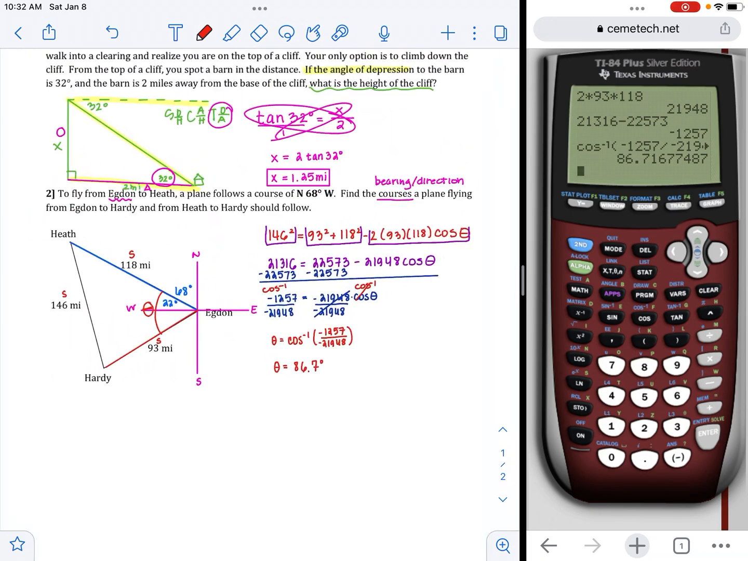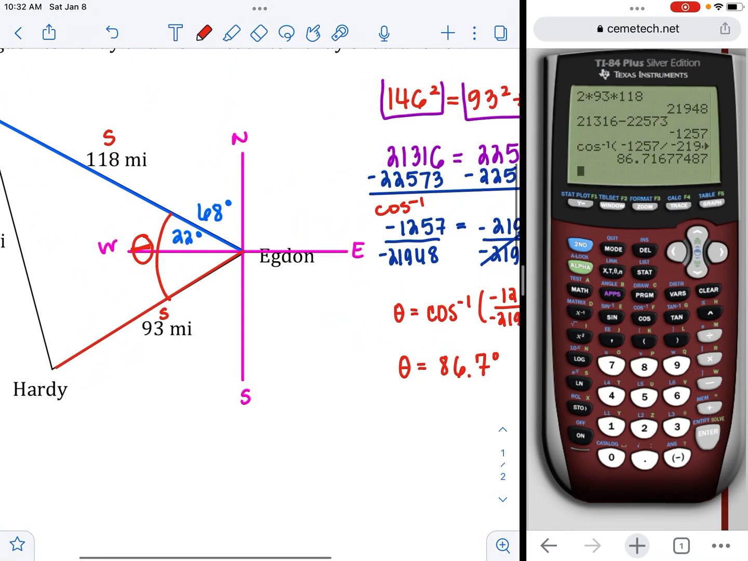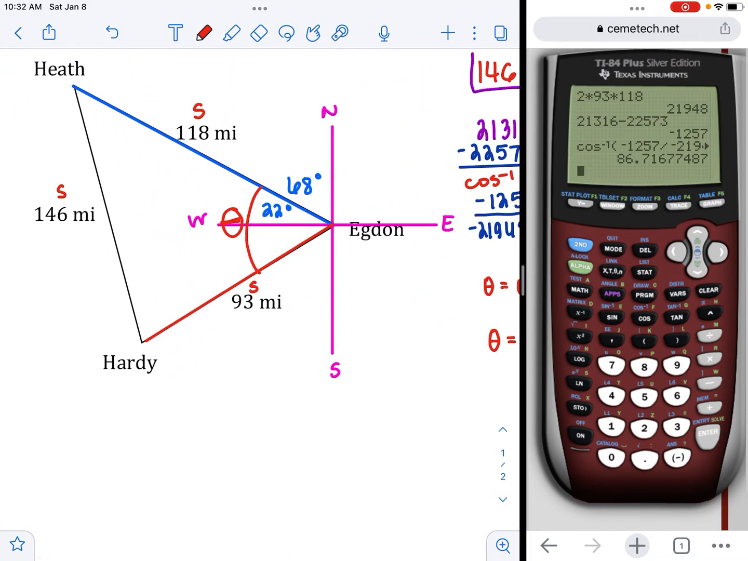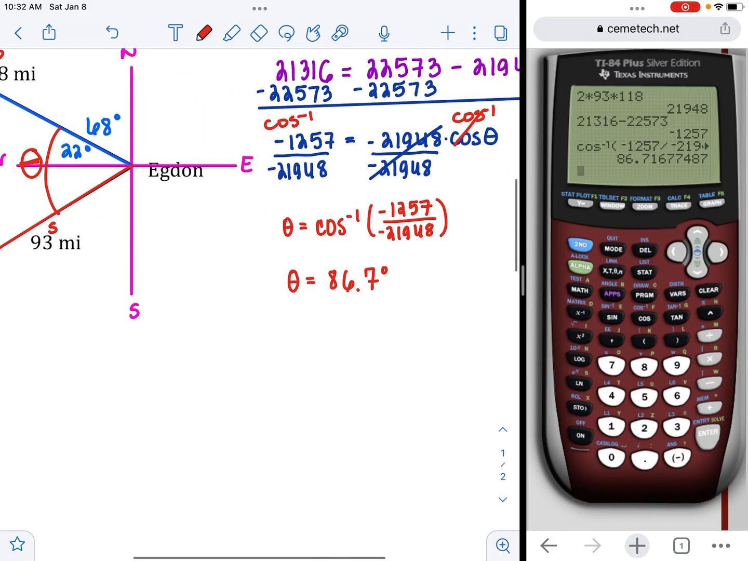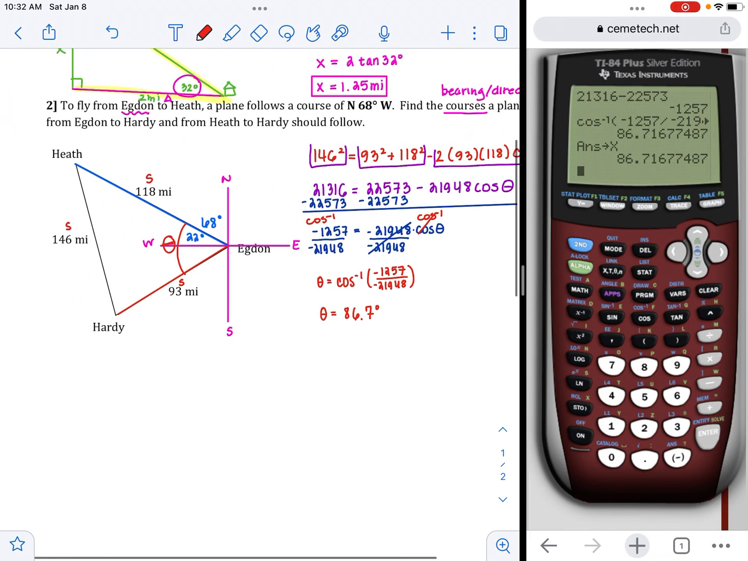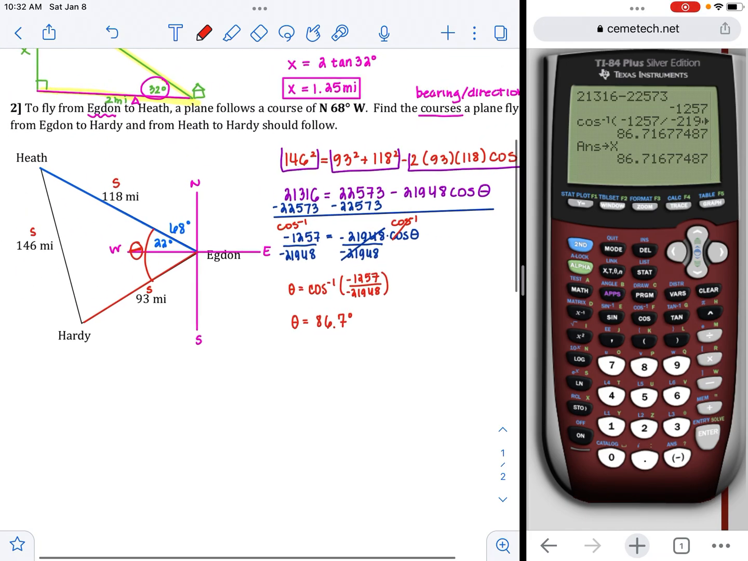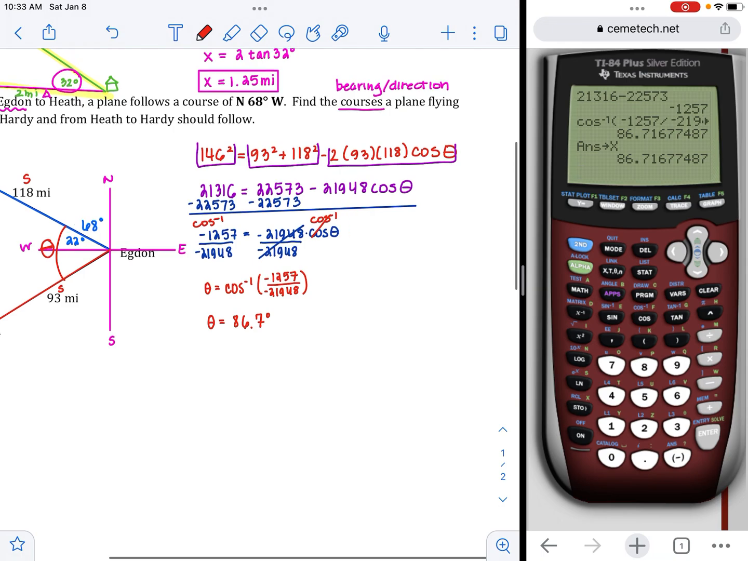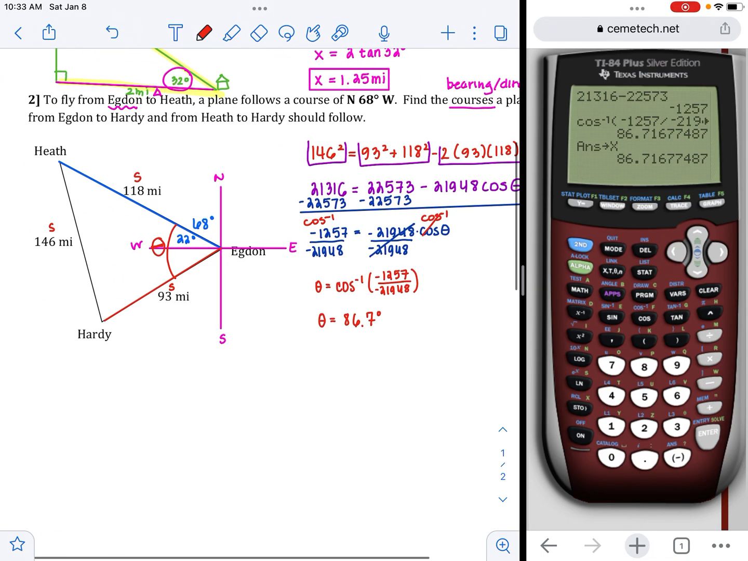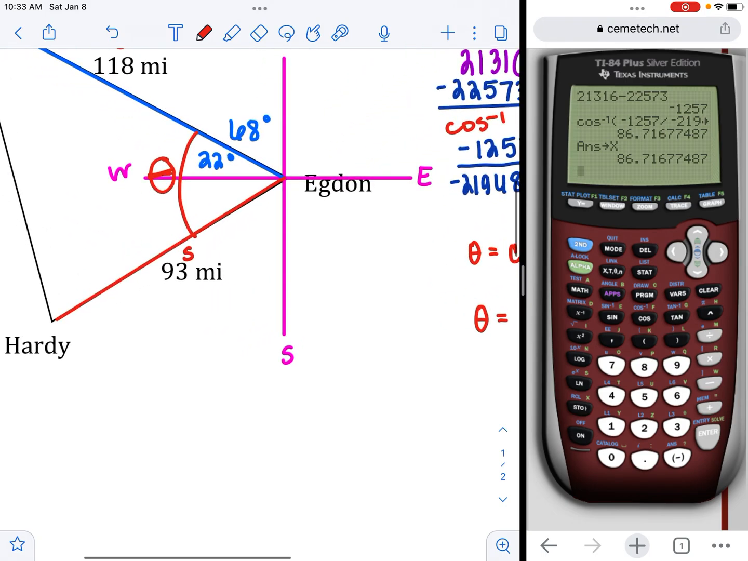Okay, so now remember, this is not your answer. This is what theta is. And if you notice, I'm going to have to use it to find any other angle that they ask me for. So I am going to store this in case I need it. If I don't, big deal, then I'll save over it. But I'm afraid of losing it. So store. And now I'm going to find the first thing they asked me for. Find the course of the plane flying from Egdon to Hardy. So now I'm going to find that.